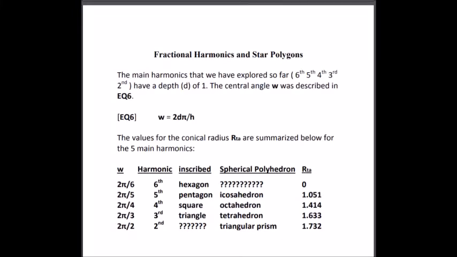Fractional harmonics and star polygons. The main harmonics that we have explored so far, the 6th, 5th, 4th, 3rd, and 2nd, have a depth of 1. An essential angle W is described in equation 6, seen here. And here are the values we've actually looked at so far for each of the harmonics, ranging from 0 up to square root of 3 for the second harmonic.